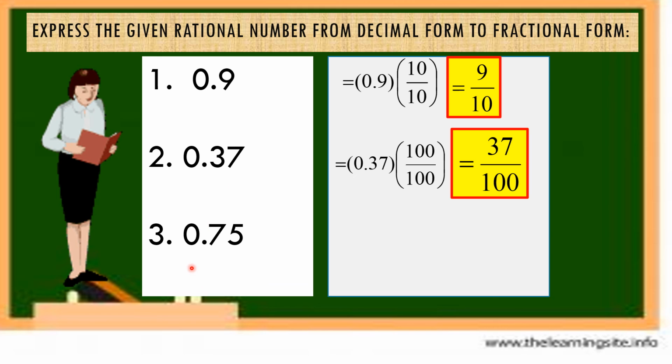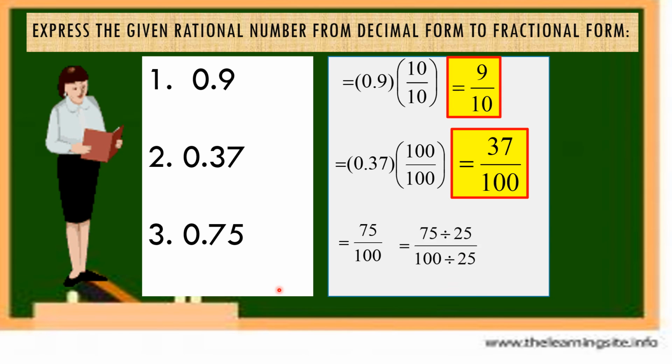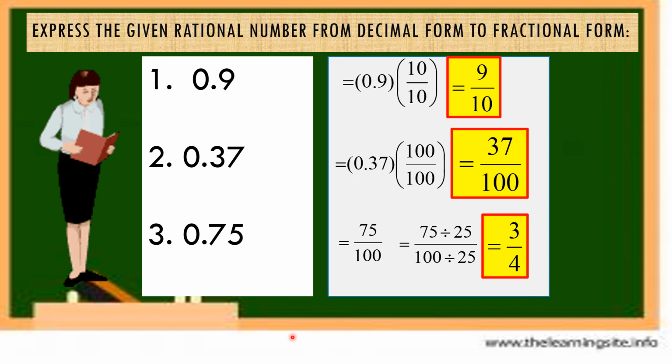We have 0 and 75 hundredths. We need to multiply it by 100 over 100. It will become 75 over 100. And that is still divisible by 25. So 75 divided by 25 is 3, and 100 divided by 25 is 4. So the final answer is 3 over 4.